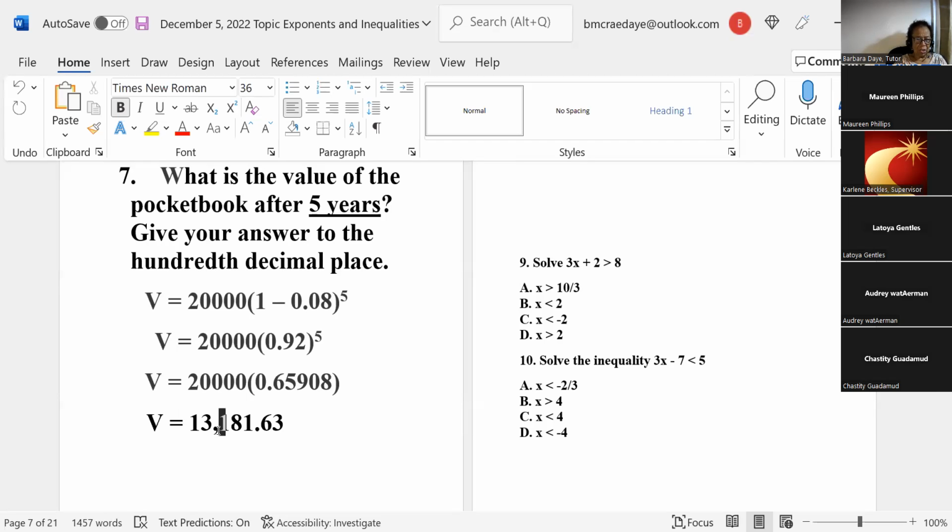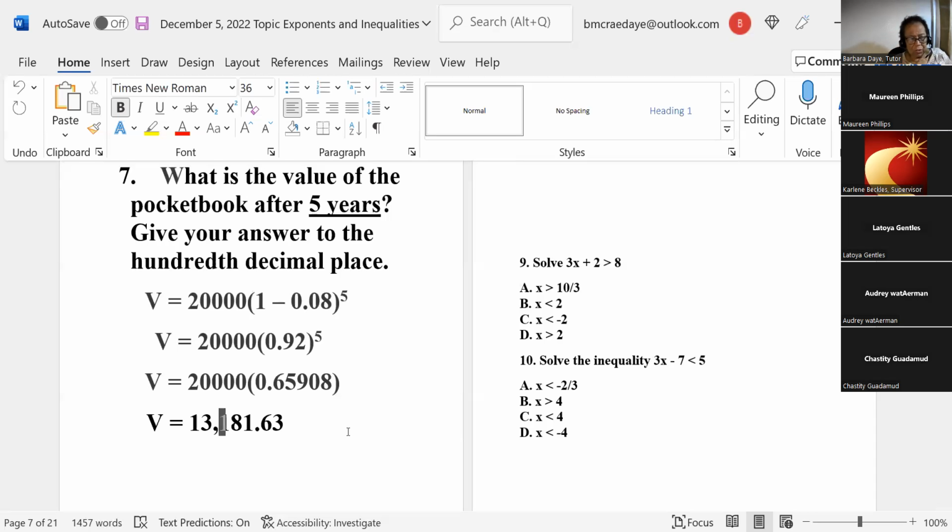So Audrey, what's the question? I was saying that it says what is the value of the pocketbook after 5 years, and you said give your answer to the hundredths place. 0.63, that's the hundredths right there. Tenths, hundredths. Yeah, it's 13,181.63. Okay. So what was your question, Audrey? I thought you were asking a question about what Latoya did. I was asking about how to get that 0.92.